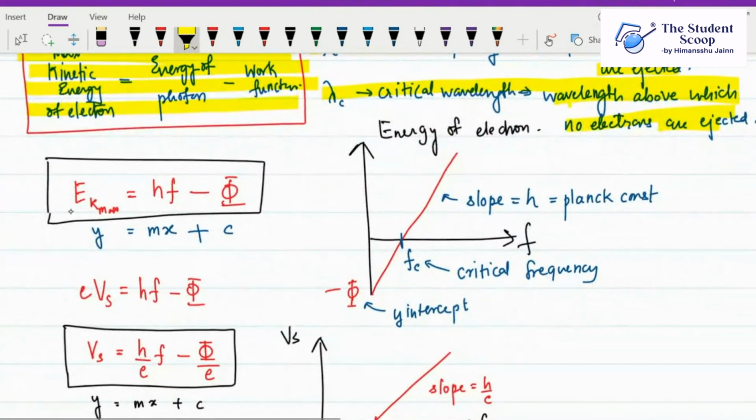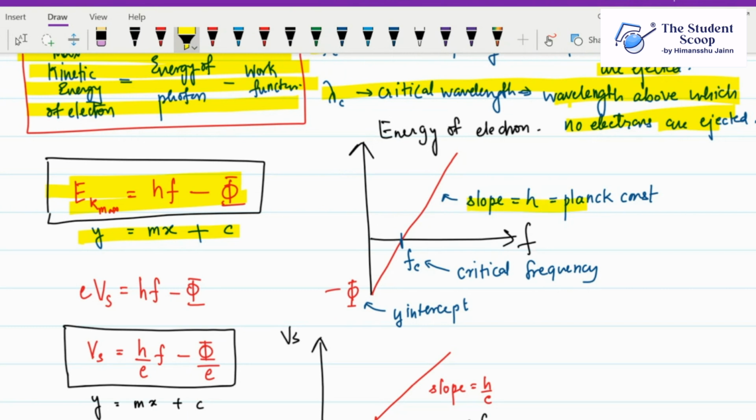So we get this equation, Ek is equal to hf minus phi. Now, if I compare this with y is equal to mx plus c, you will find that y should be plotted on the y-axis. This Ek should be plotted on the y-axis, and this frequency must be plotted on the x-axis. So we get a curve like this, which is very much correct because the slope is constant. That is h, that is Planck's constant.